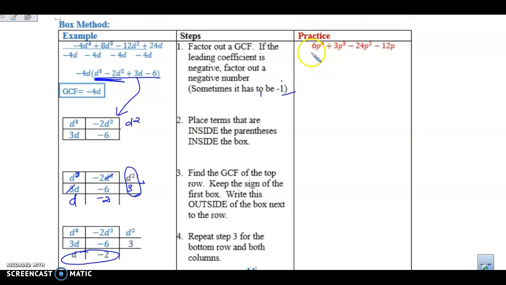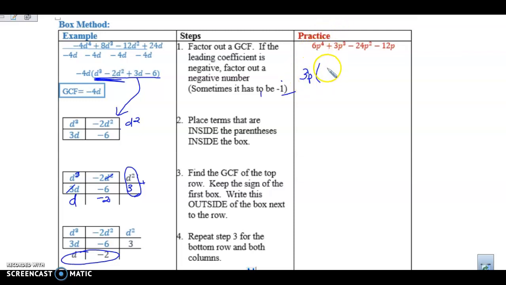Alright, so I see 6p to the fourth power plus 3p to the third power minus 24p squared minus 12p. So of all the numbers, I have a 6, 3, 24, and 12. And I know that 3 will go into each of those. So I'm going to use 3. And then the last one only has a p, but they all have p's. So I'm going to bring the p down.